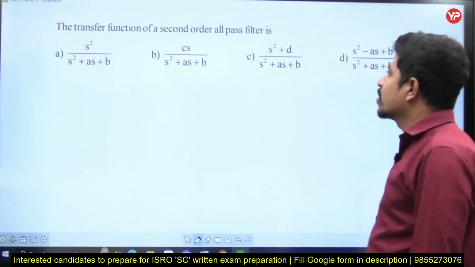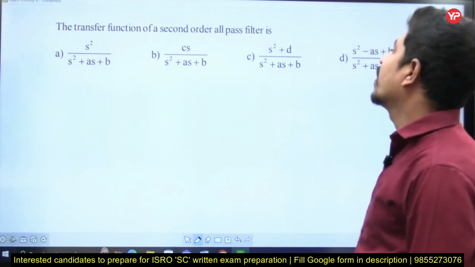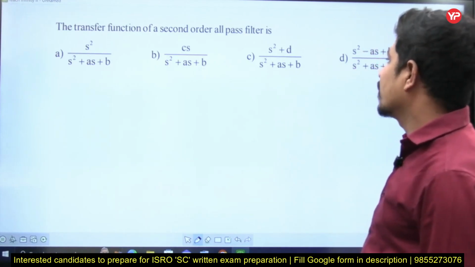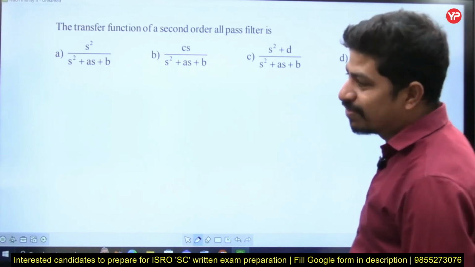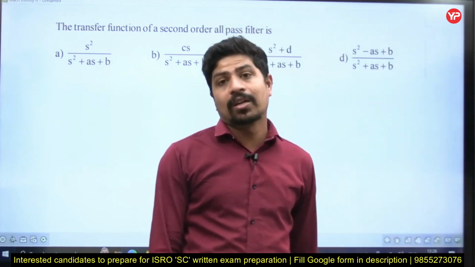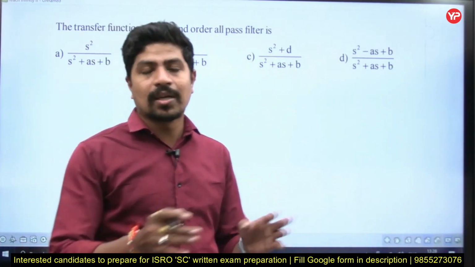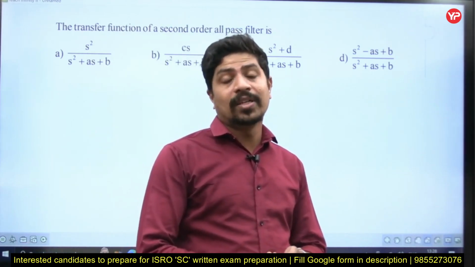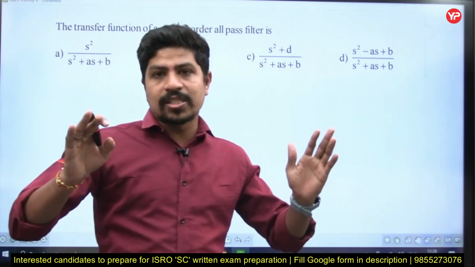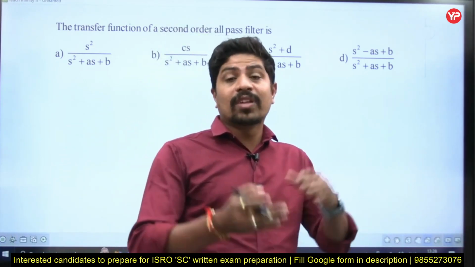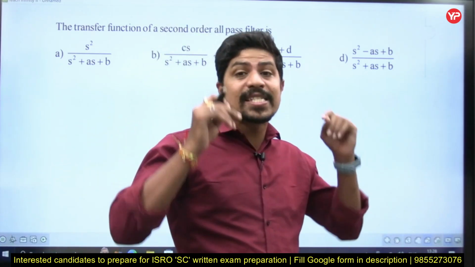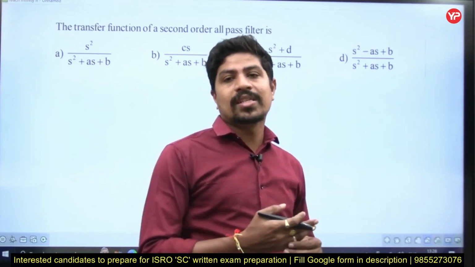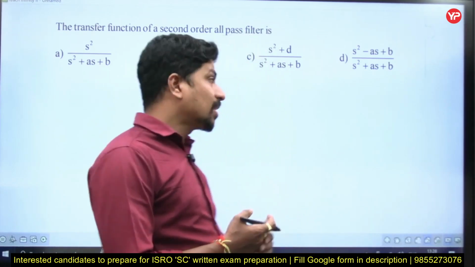Next question. This is a very good question. The transfer function of a second order all pass filter, or all pass system. The all pass filter is also called an all pass system. What is an all pass filter? For all frequencies ranging from 0 to infinity, if the transfer function magnitude is exactly the same for all frequencies, then it is called an all pass filter or all pass system.